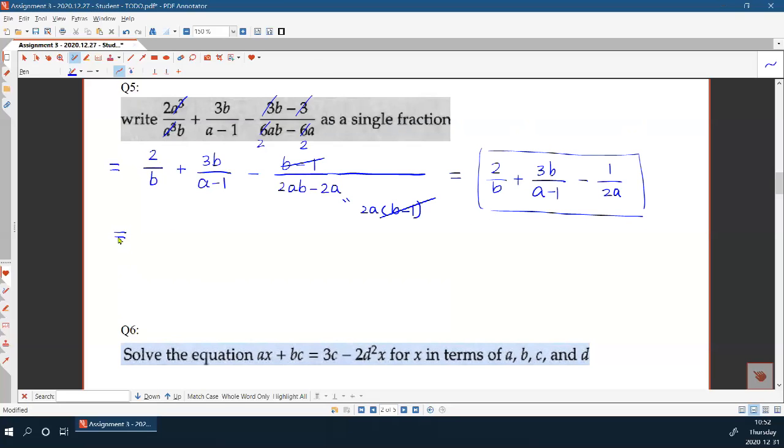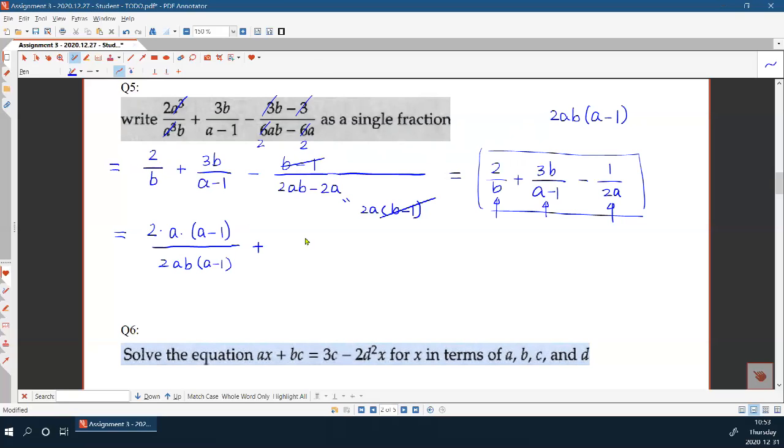And then we need to find the common denominator. Common denominator of these 3 terms is 2ab times a minus 1, right? So the first term becomes 2ab times a minus 1 in the denominator, so the numerator is 2 times a times a minus 1, right?